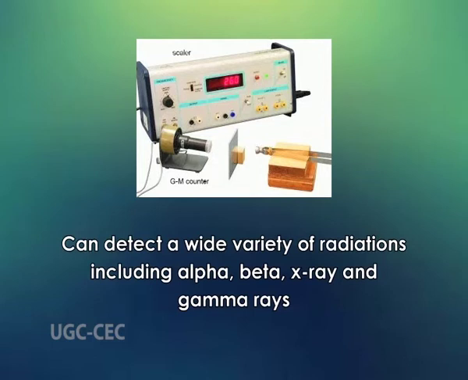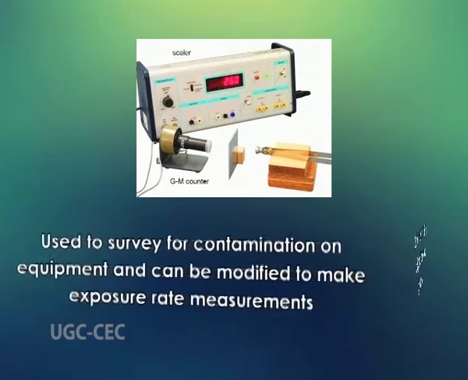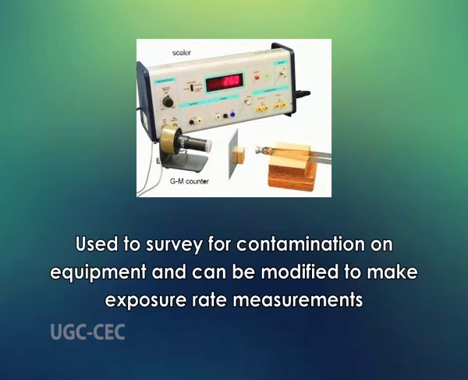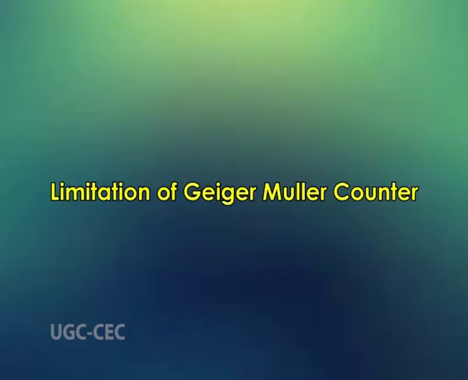Fifth is, GM counters can detect a wide variety of radiations, including alpha, beta, X-ray and gamma rays. Sixth is, they are frequently used to survey for contamination on equipment and can be modified to make exposure rate measurements. Now, coming to the limitations of Geiger-Müller counter.